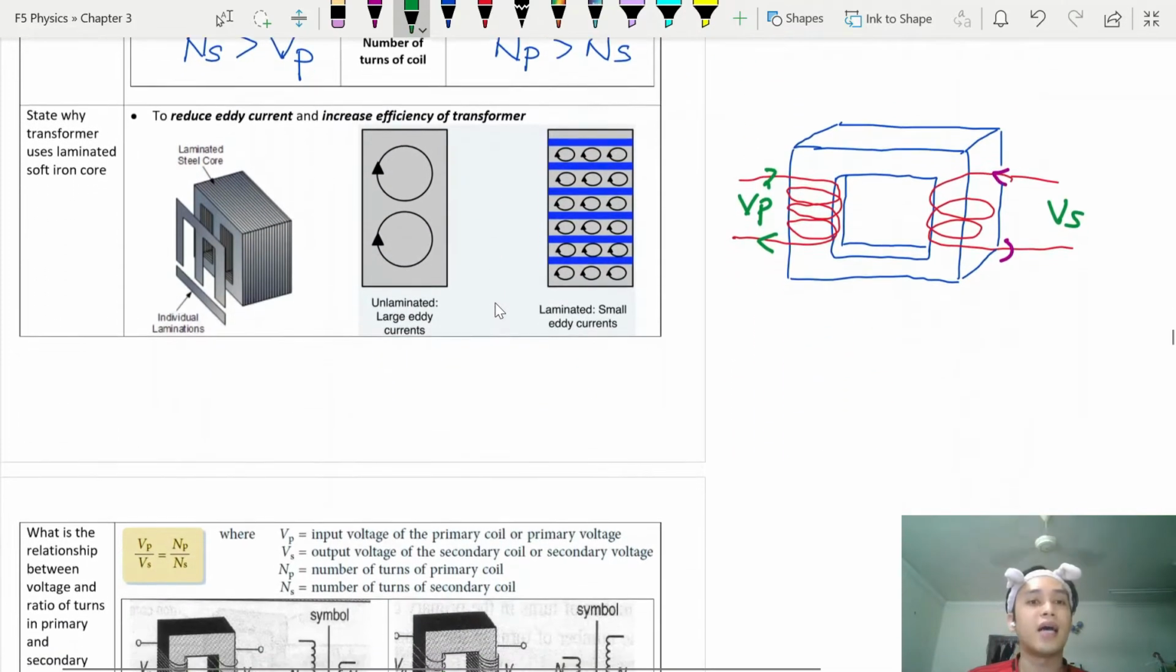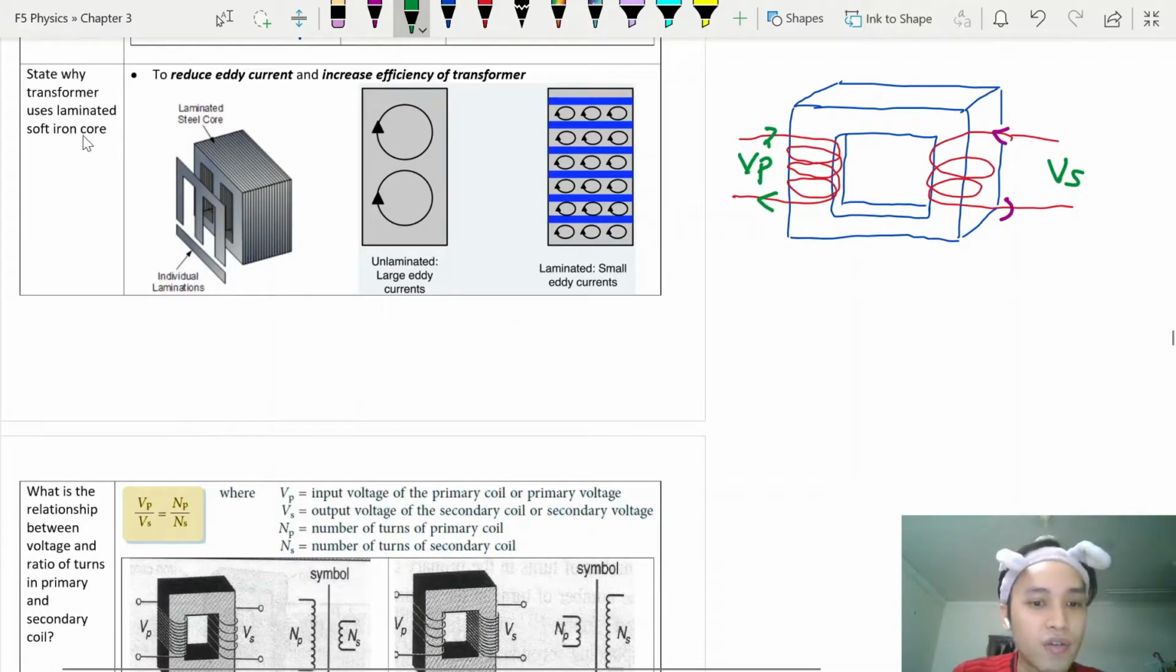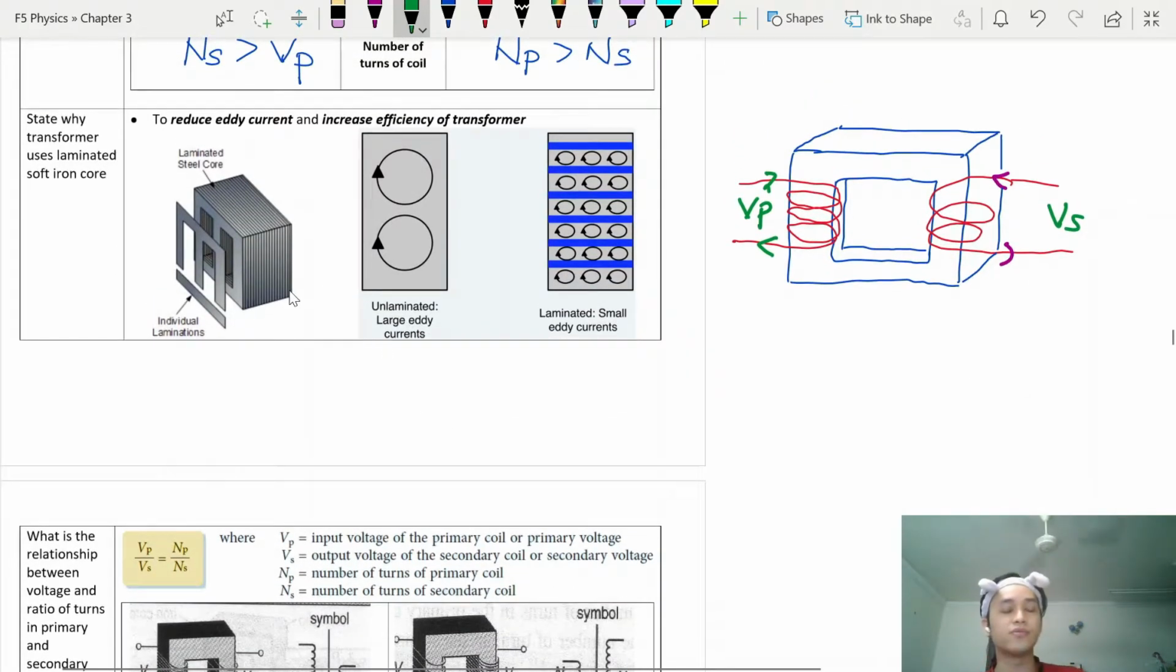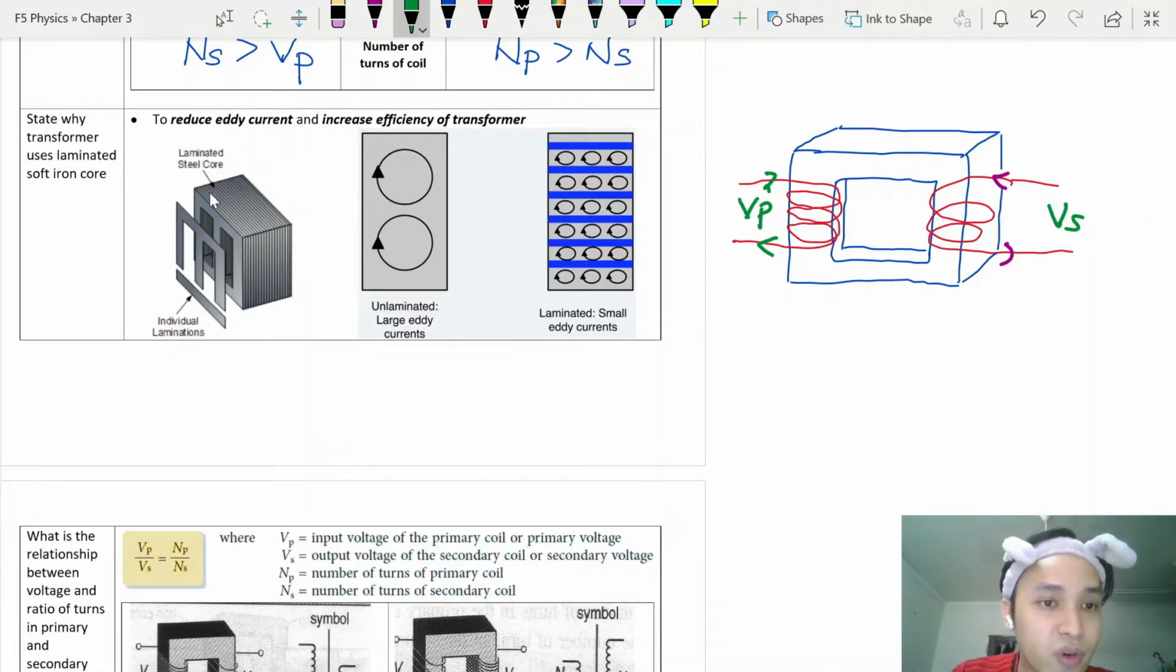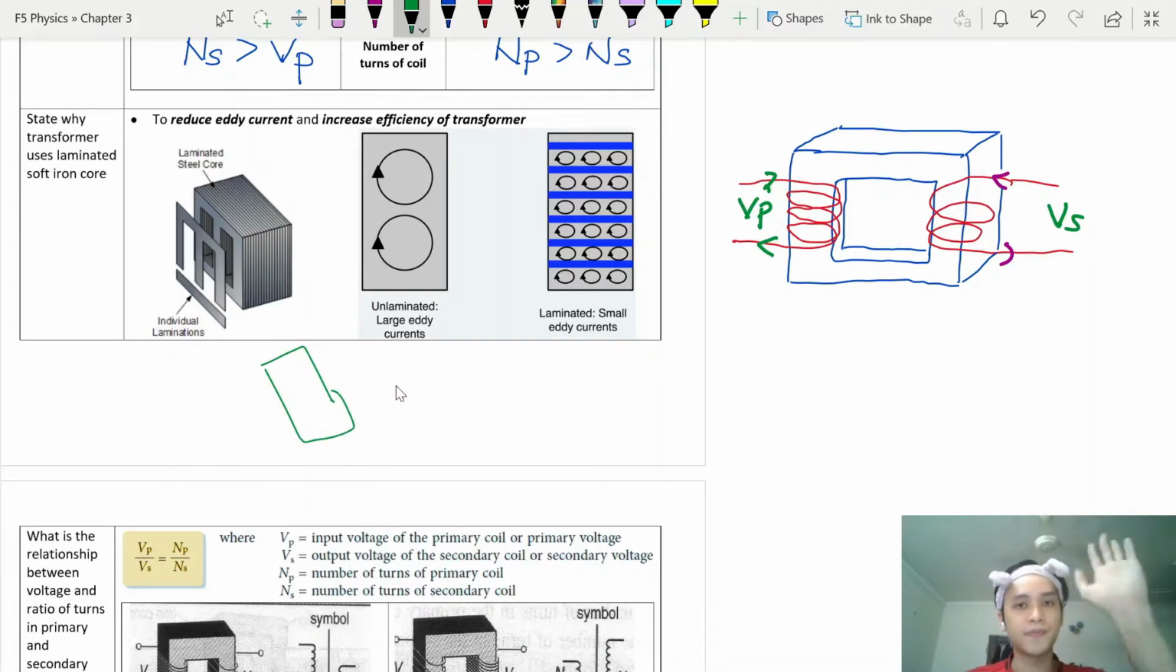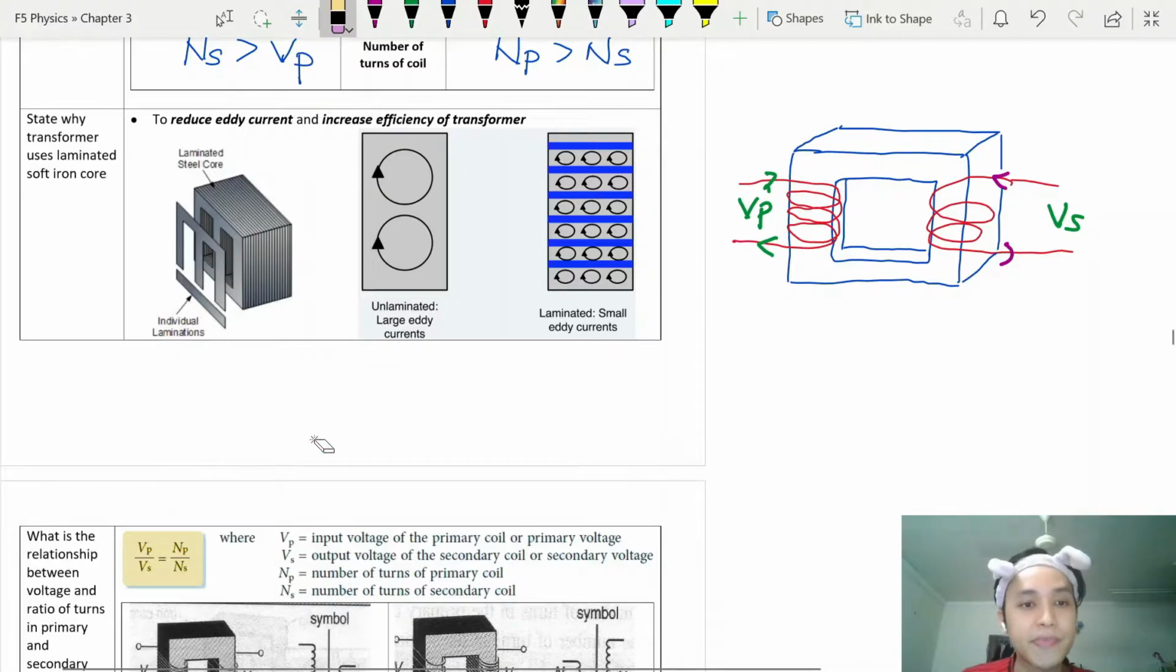Why do we use a laminated soft iron core? There's a reason why a transformer uses lamination. Laminated means that your transformer is not a whole block of metal. It's actually layers of metal. If you see here, individual lamination. So basically, it's different layers that stick together. Why do they do this instead of just using one whole block? There's a reason why we do this.